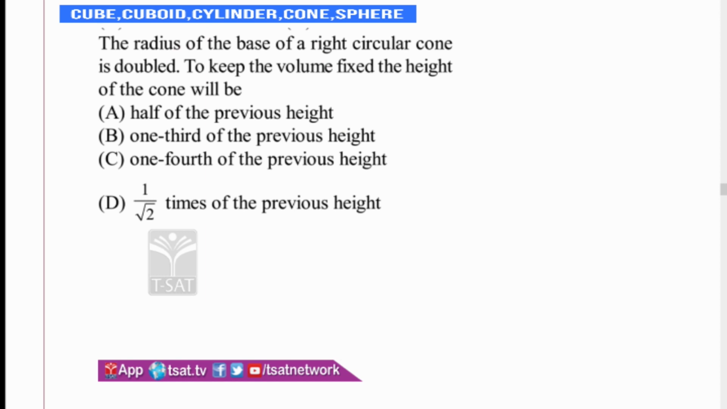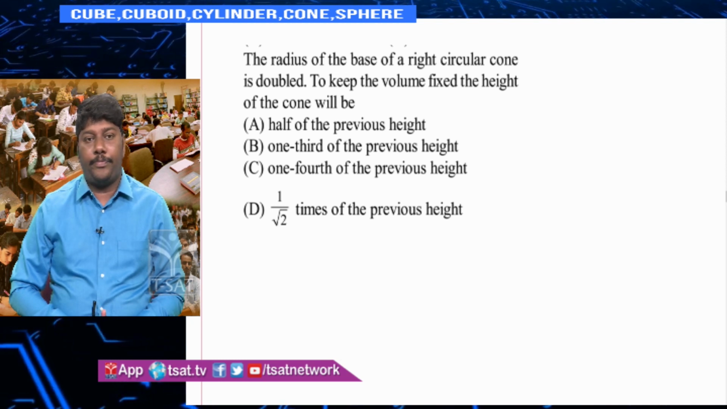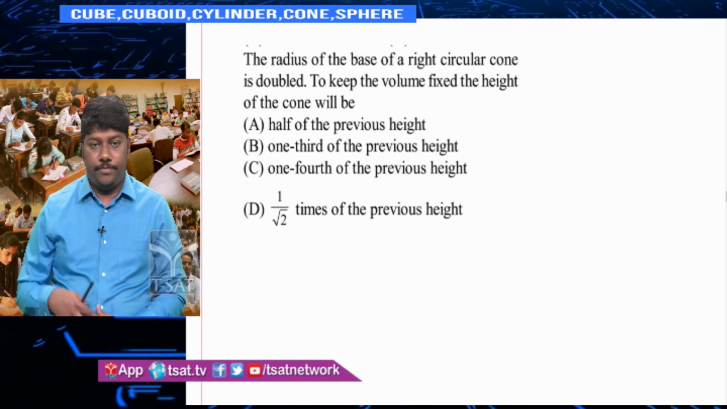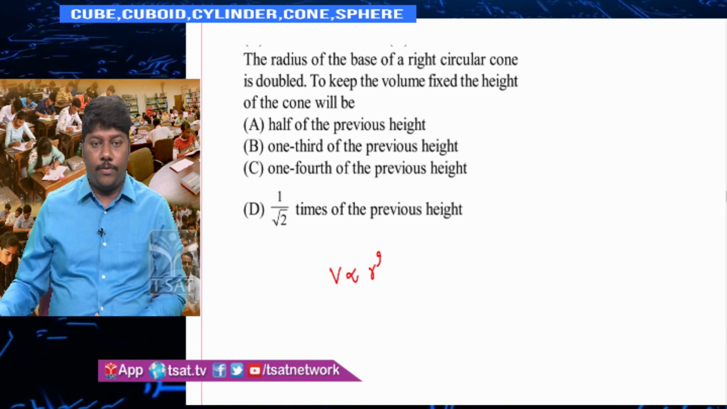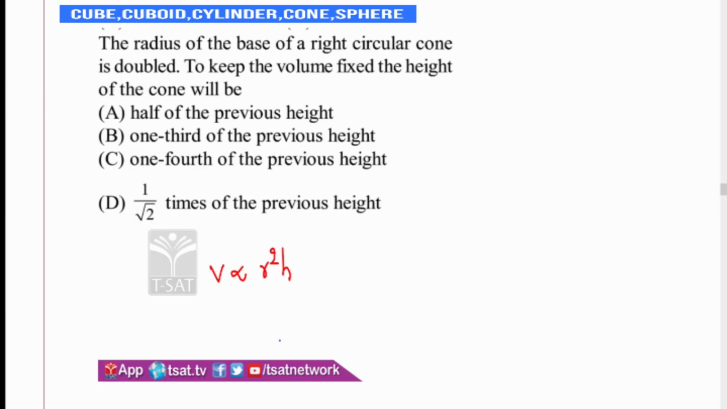Next, the radius of the base of a right circular cone is doubled. So radius is doubled. To keep the volume fixed, the height of the cone will be, see, for cone it is actually what? Volume is directly related to square of radius and height. If radius is doubled, so this actually becomes what? Double means 4 times. Height must become 1 by 4, because doubled means 2 times, 2 times whole square is 4 times. So in order to make the volume same, you have to make the height as 1 by 4th of height.